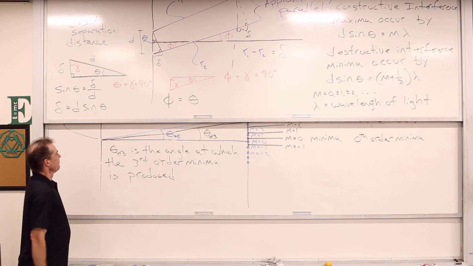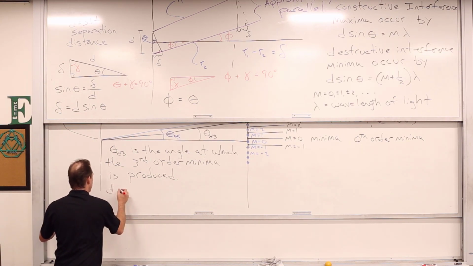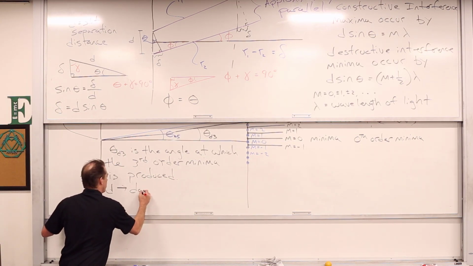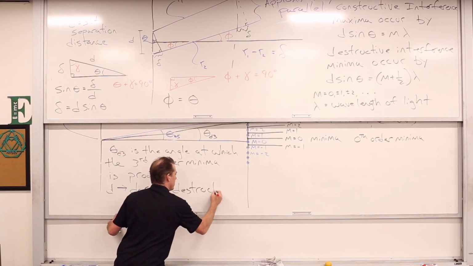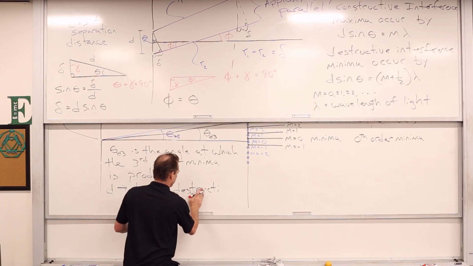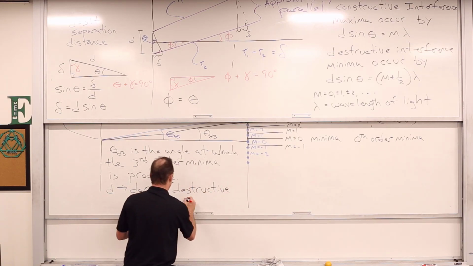Great. D for dark. Constructive interference.